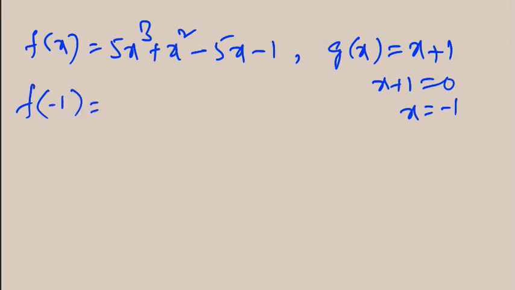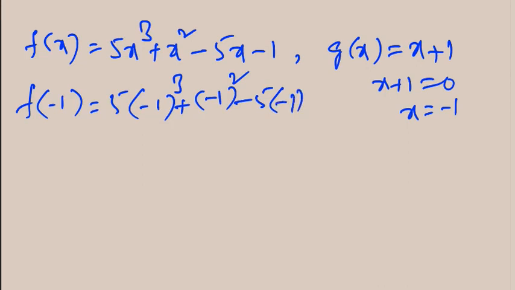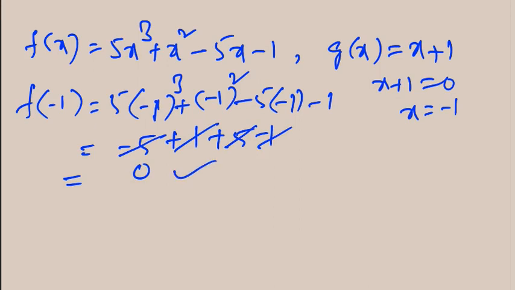That means f of minus 1 is equal to 5 into minus 1 whole cube, plus minus 1 whole square, and so on. Wherever x is there, we put minus 1. Now simplify it. Minus 1 whole cube means minus 1 only, so minus 1 into 5 is minus 5. The second term, minus 1 whole square, is plus 1. Then minus 1 into minus 1, minus 5 into minus 1 is plus 5, and minus 1. Minus 5 plus 5 cancel, plus 1 minus 1 cancel, finally 0. So if the remainder is 0, then easily we can conclude.